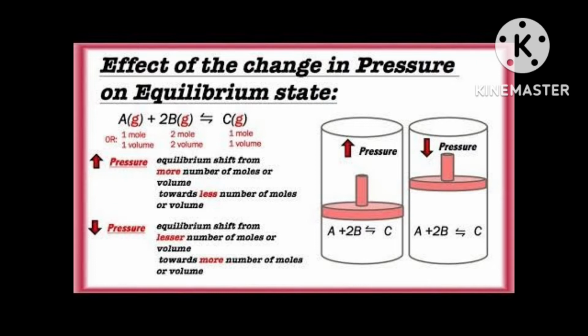Then what will be the Kc for this reaction? Easily you can write it the same way I have told: concentration of product divided by concentration of reactants. That means FeSCN 2+ aqueous divided by Fe3+ aqueous into SCN- aqueous. That is, molar concentration of ferrous thiocyanate divided by molar concentration of ferric ion into molar concentration of thiocyanate ion.